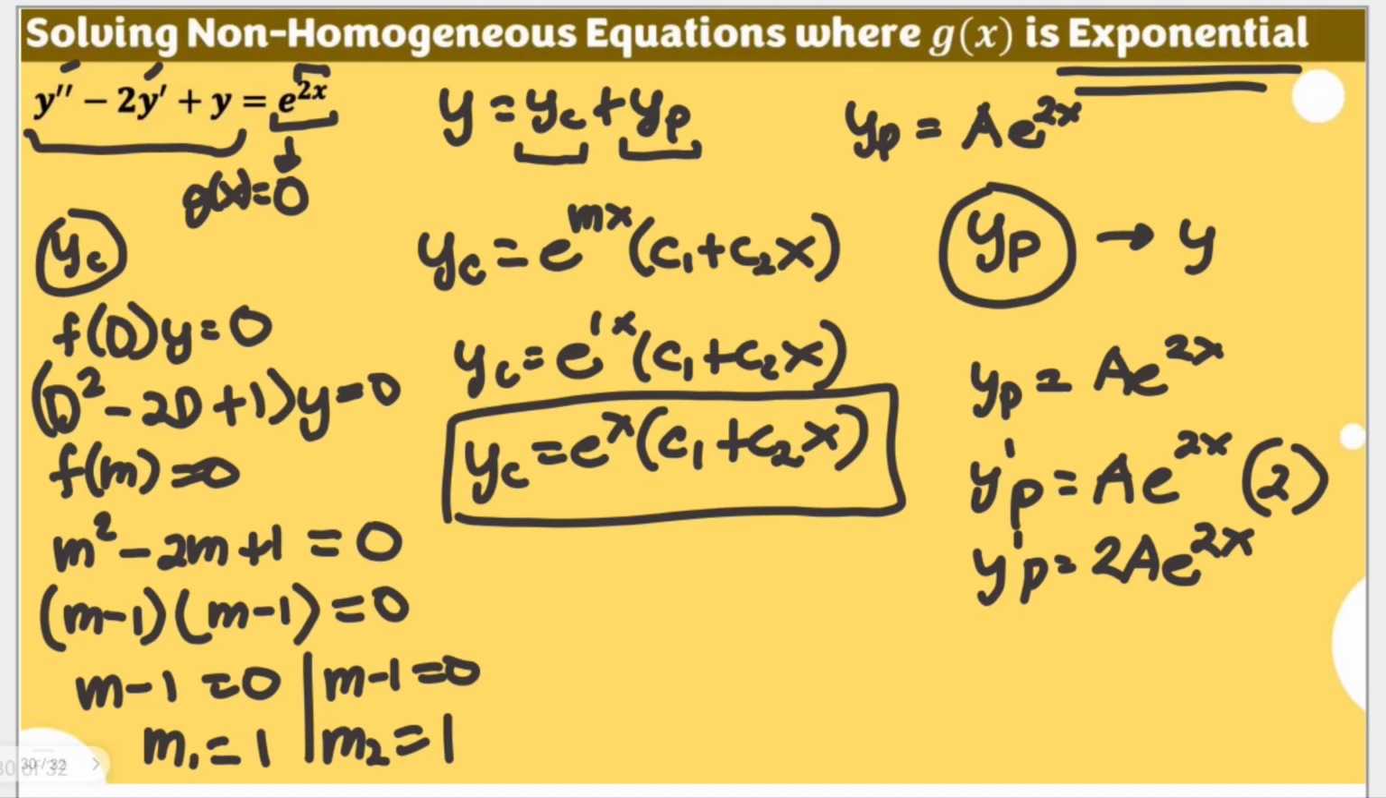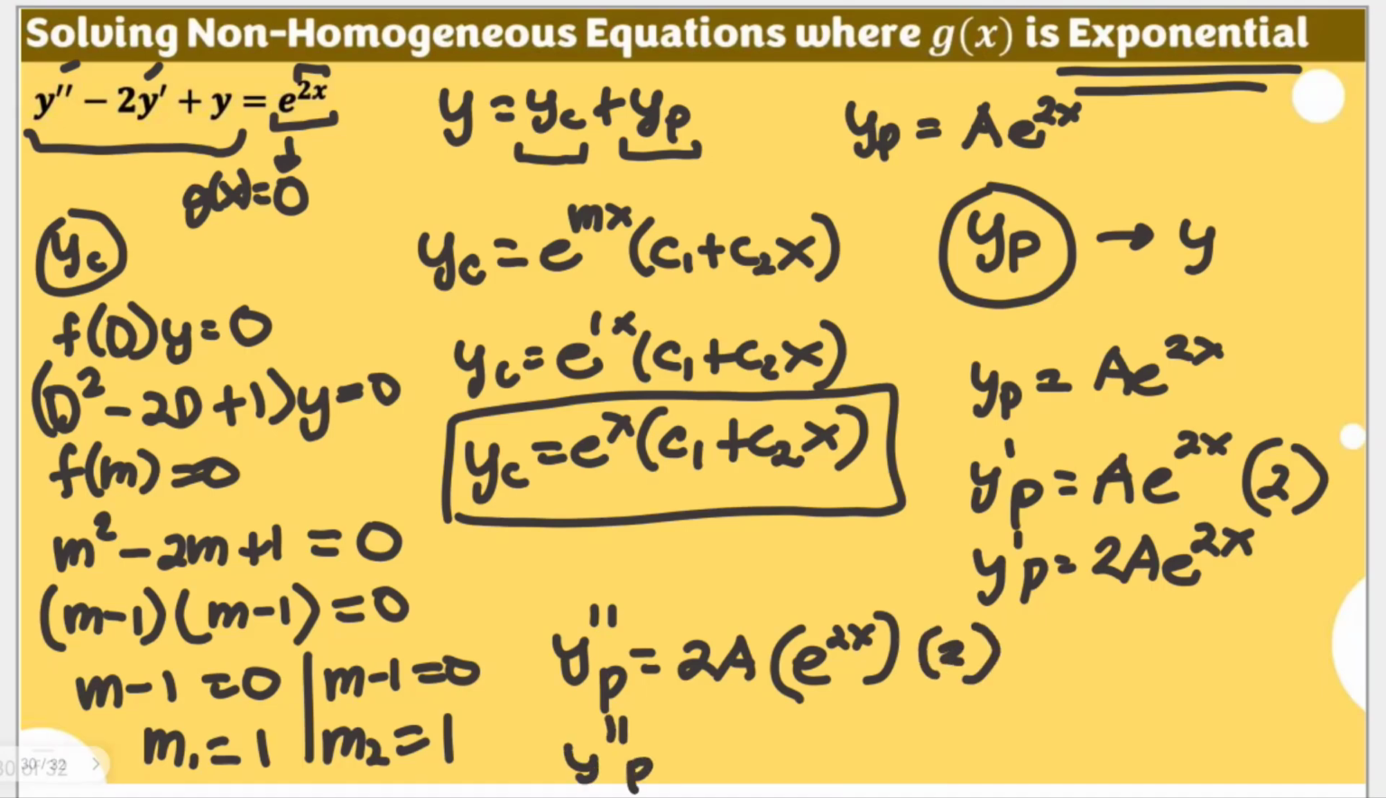Then, our second order derivative, again treating this as constant, let's put them here. Second order derivative of y sub p, we have 2a times the derivative of e to the power of 2x, which is still e to the power of 2x, times another derivative of the exponent, which is 2. Hence, the second order derivative is 4a e to the power of 2x.